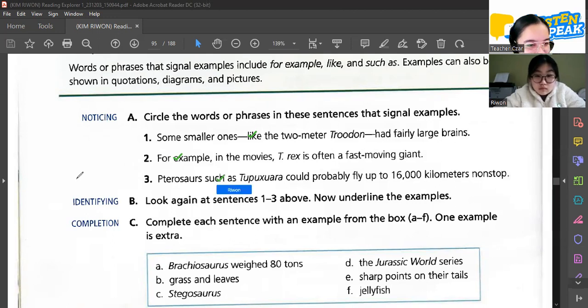Okay, good. Those are the words that can provide an example or evidence. So we are all done for this one. We will just continue this topic in our next class.